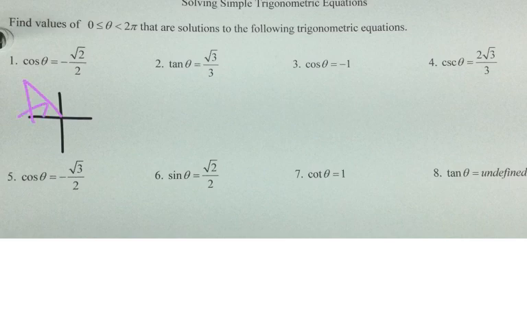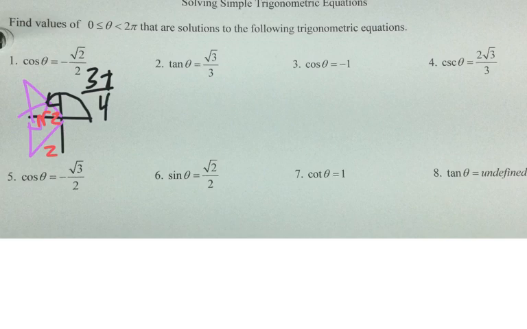Now, cosine is a ratio of the adjacent to the hypotenuse. So the adjacent side to the angle needs to be radical 2, and the hypotenuse needs to be radical 2. And so, what is the reference angle for this triangle? They both are 45 degrees. So then the question is, how much did I rotate to get a 45 degree angle in the second quadrant? 135, which is 3 pi over 4 radians.